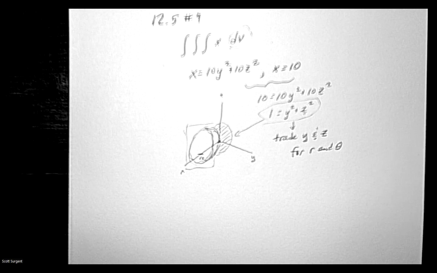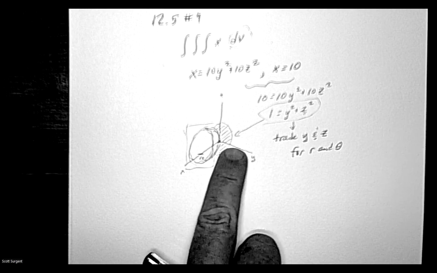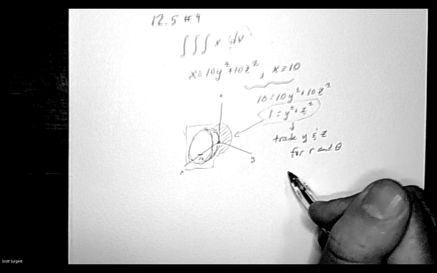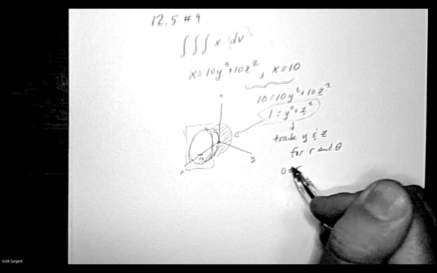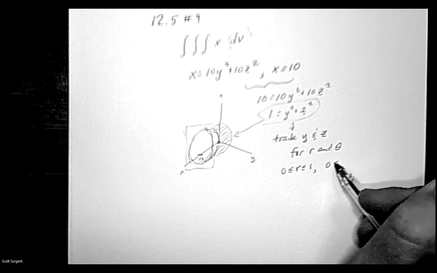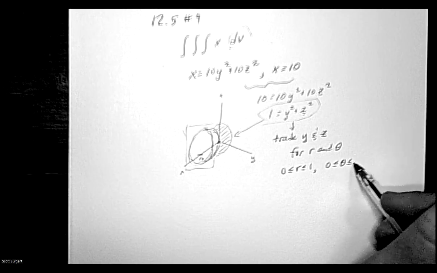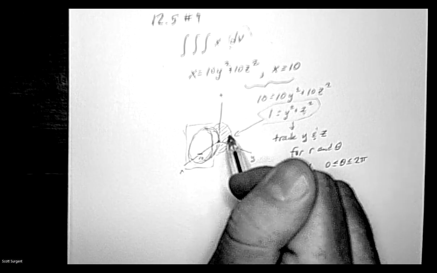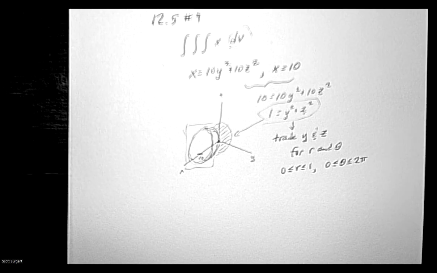So anytime you see a circle as part of your integration, you should immediately be thinking of r and theta. So we're going to trade y and z out for r and theta. And I just look at my picture here, and I can tell you that the r is between 0 and 1, and the theta is between 0 and 2 pi, because that's what describes the circle back there on the YZ plane. So I'm trading out y and z for r and theta.